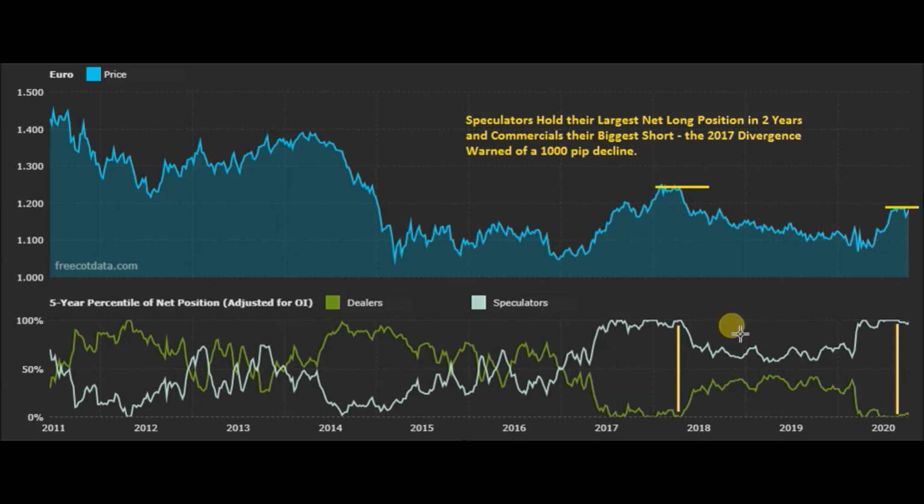Now, before I go to the chart of euro USD, I just want to show you two other graphs or charts which relate to the virus impact, which is very important in terms of the outlook for this pair. So let's take a look at the two charts.